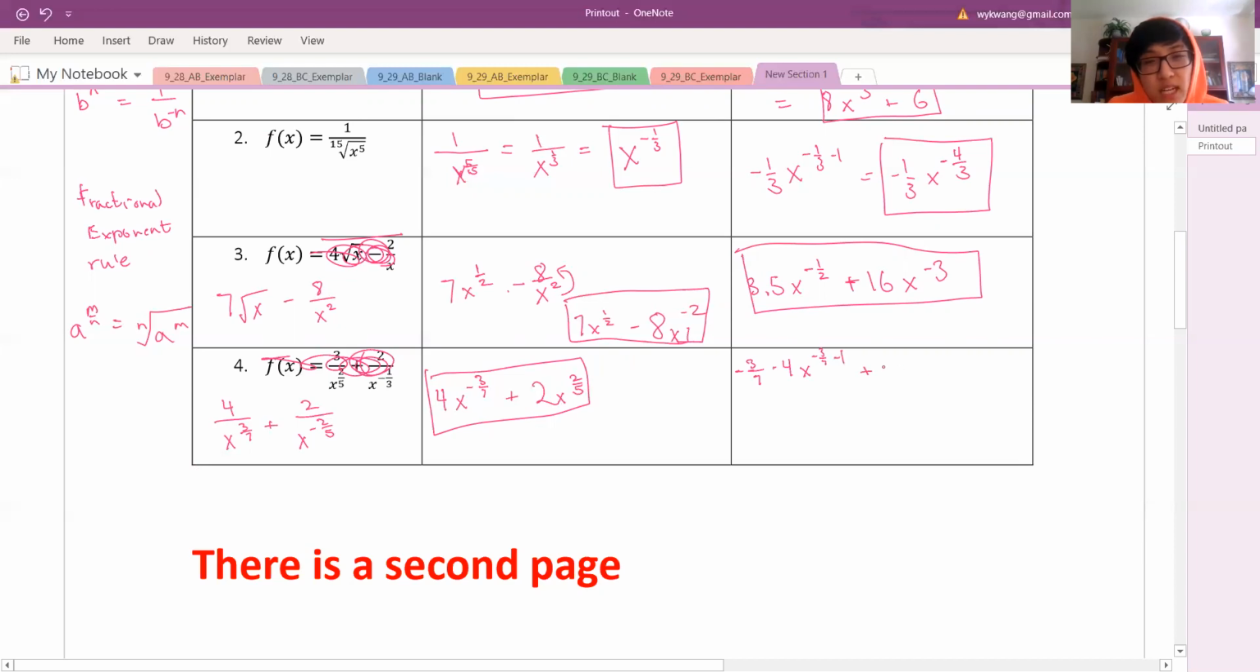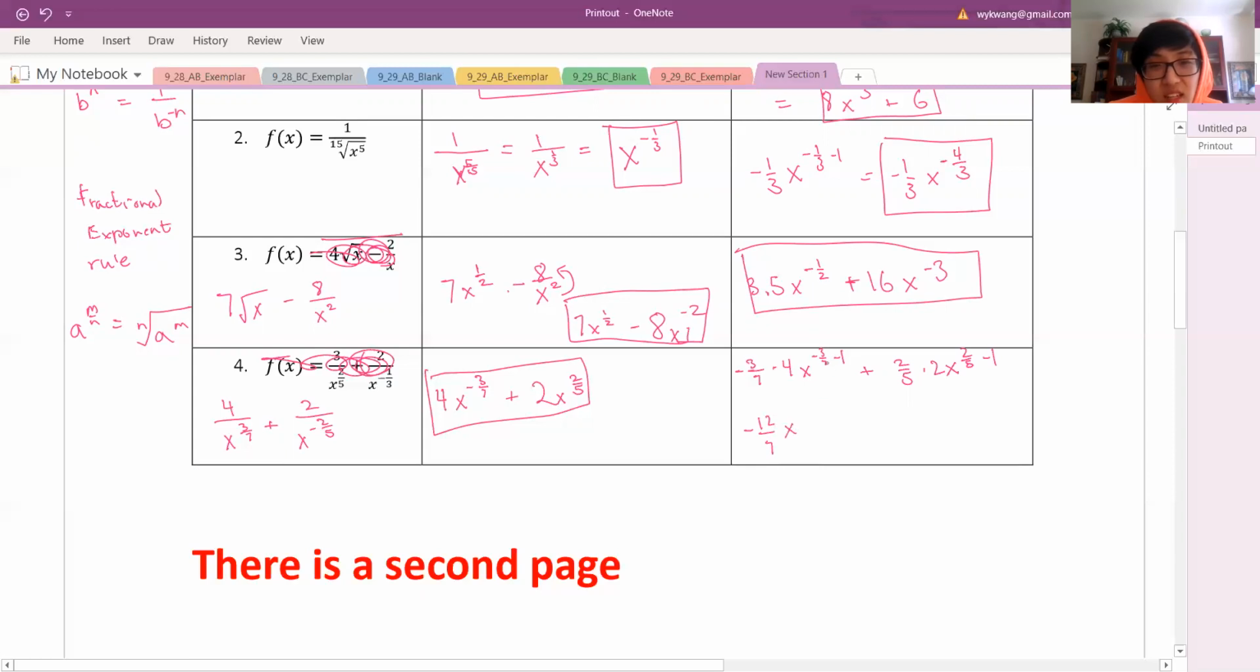The same thing with the second term. We're going to do 2/5 times 2, right? We're taking the exponent, 2/5, multiplying it by 2. Then x, multiplying by 2, and then we're subtracting 1 from 2/5. So 2/5 minus 1. Now, negative 3/7 times 4 is going to be negative 12/7.